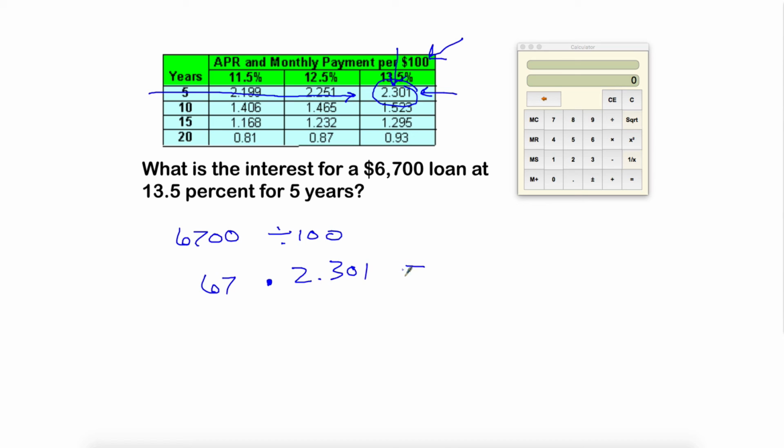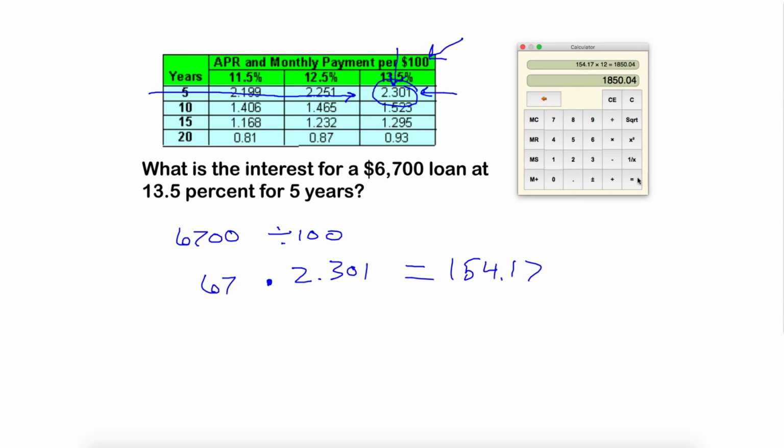2.301. That gives us 67 times 2.301, a monthly payment of $154.17. Round to the nearest cent, up or down, whichever, but just round to the nearest cent. So that's our monthly payment, $154.17. So how much is that per year?